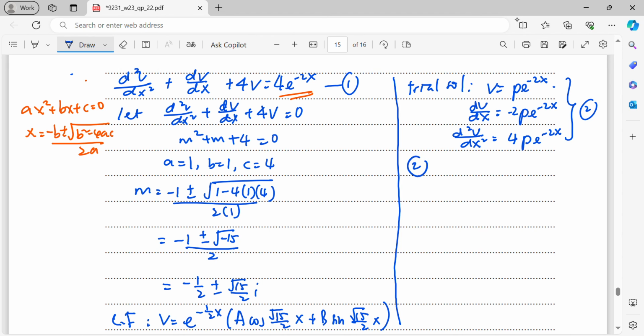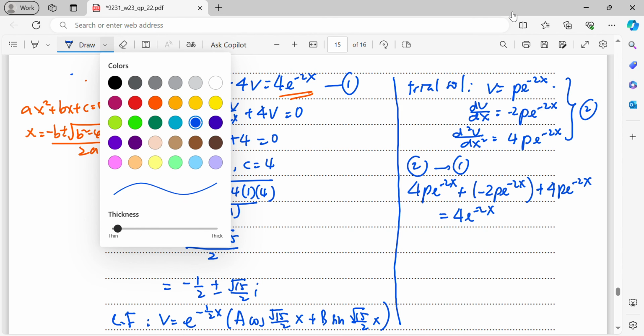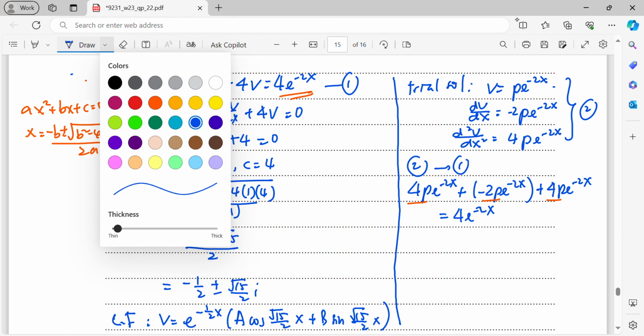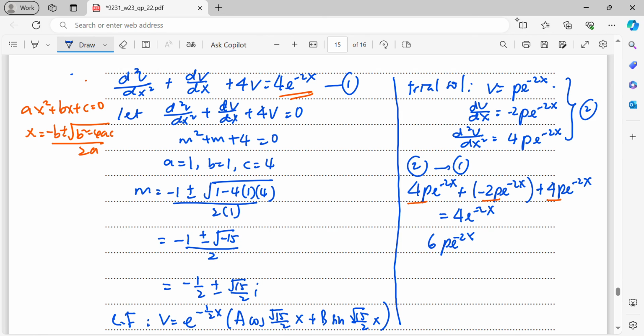Now I substitute second into first. So my second derivative, 4pe negative 2x, plus dv dx, which is negative 2pe negative 2x, then plus 4v, so plus 4pe negative 2x, equals the right side. For the left hand side, when you simplify, there is 4p minus 2p plus 4p. That means it is 6p. So I will write 6p e to the minus 2x equals 4e to the minus 2x. So when you compare, 6p is 4. Therefore, your p is 4 over 6, which is 2 over 3.